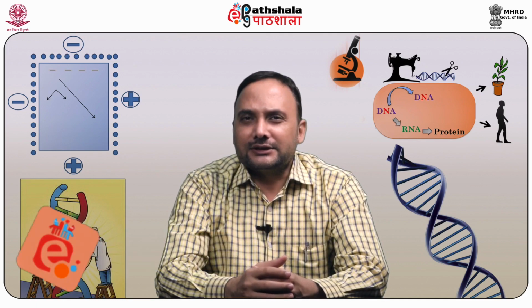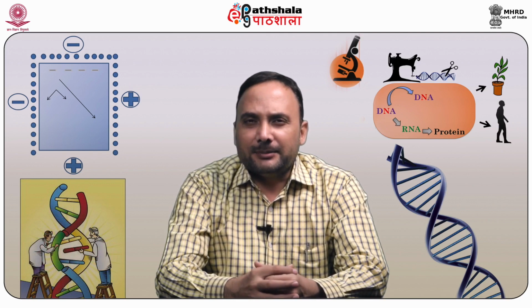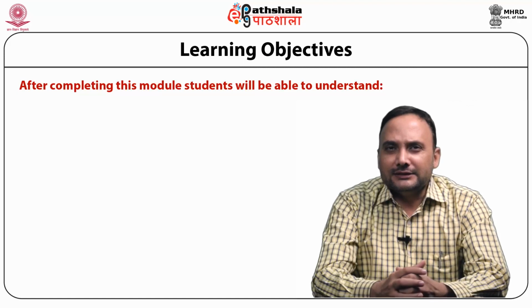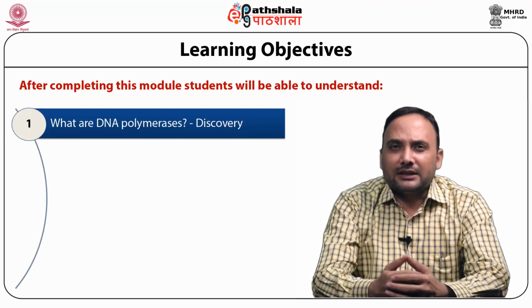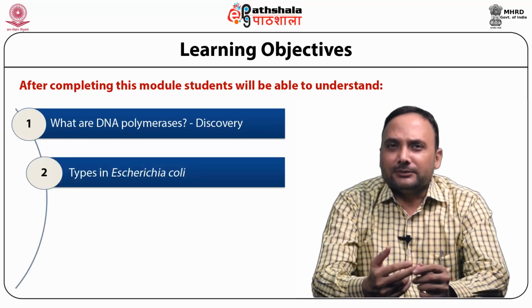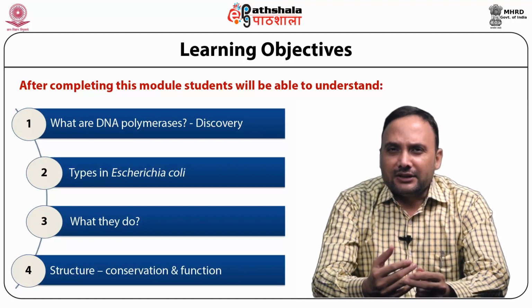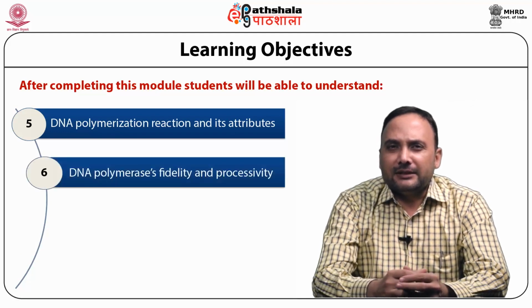Today we are going to discuss a module named DNA polymerases under the paper Genetic Engineering and Recombinant DNA Technology. Dear students, after going through the module you would be able to tell what DNA polymerases are, their discovery, the types of DNA polymerases found in E. coli, what they do, their structure, conservation and function, the DNA polymerization reaction and its attributes, and DNA polymerase fidelity and processivity.